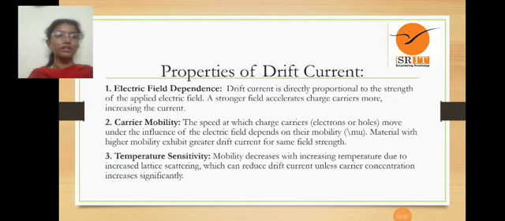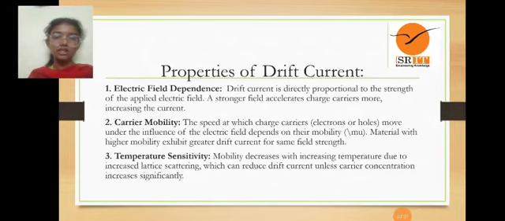Next, properties of the drift current. The electric field dependence: drift current is directly proportional to the strength of the applied electric field. A strong field accelerates charge carriers more, increasing the current. Carrier mobility: the speed at which charge carriers, electrons or holes, move under the influence of the electric field depends on the mobility mu. Materials with a higher mobility exhibit greater drift current for the same field strength.